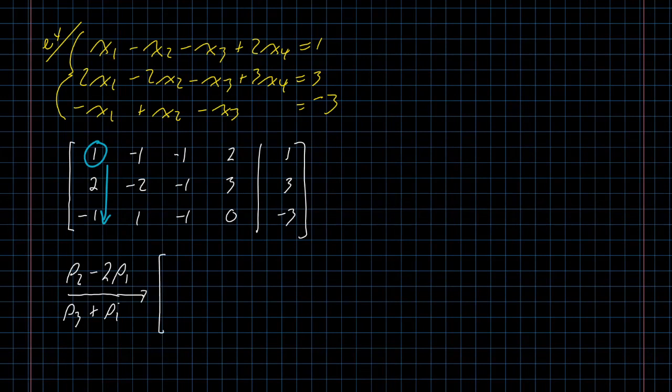All right, so my first row stays the same. 1, -1. Space this out a little bit more nicely. 1, -1, -1, 2, 1.